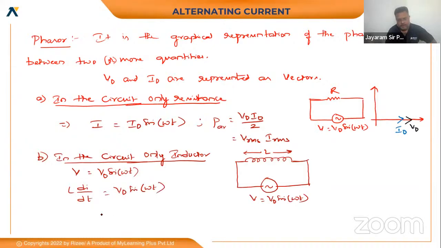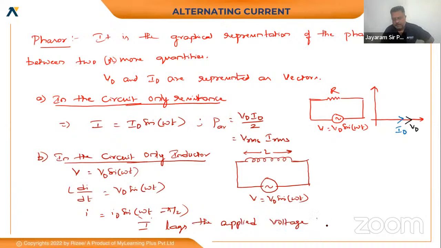On solving, you will get I is equal to I naught sine of omega t minus pi by 2. That means the current I lags the applied voltage by pi by 2 in an inductor. So you can say it both ways.